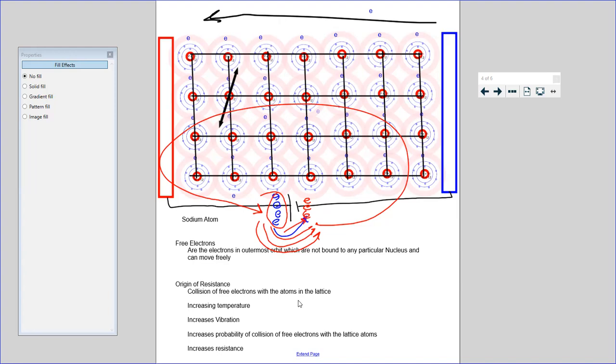So what happened? When we increase the temperature, the lattice vibration increases. When lattice vibration increases, the probability of collision increases. When the probability of collision increases, the flow gets restricted and resistance increases. Got it? What we have written at the bottom?